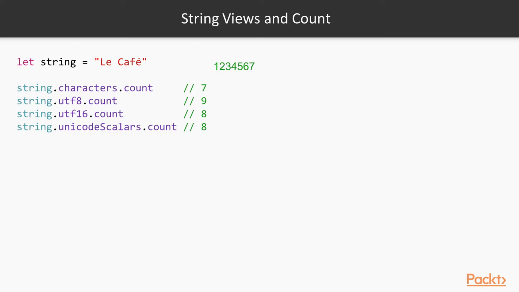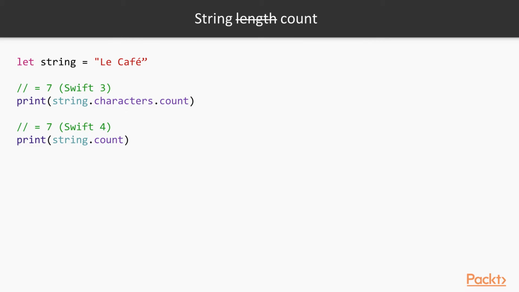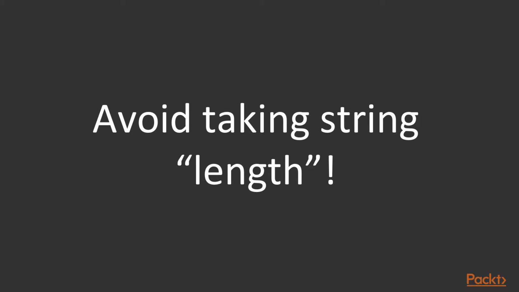So, how should you take the length of a Swift string? This is one important point that has changed in Swift 4. Previously, it was always necessary to explicitly access a view in order to take the count of the string. In Swift 4, however, this has been changed and string has a count property that returns the character view count. This reflects what most people would expect the value to be and is an attempt to make strings easier to work with. However, this brings us to an important tip. String has no simple length method as with other languages, since taking the length of a non-ASCII string is not a simple operation. This is by design.